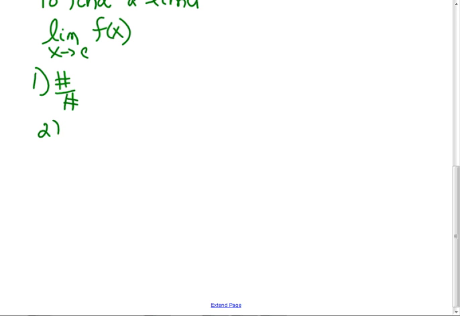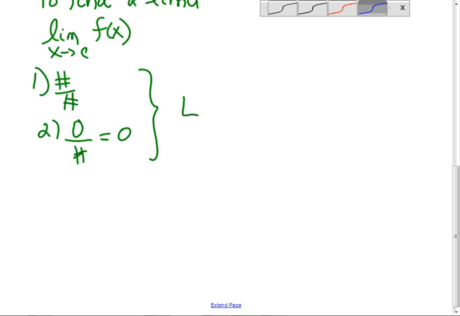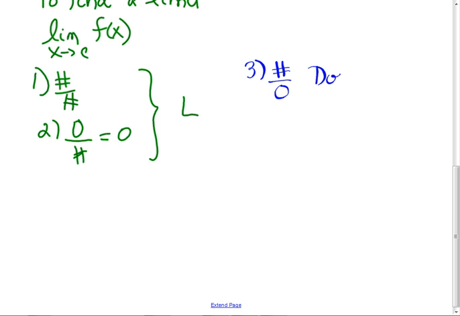You could get 0 divided by a number. But what is 0 divided by any number? 0. Okay, so those are just numbers. It's just L, whatever it is. You could get a number divided by 0. And what would we say there? Undefined or does not exist. We will deal with that in a second.